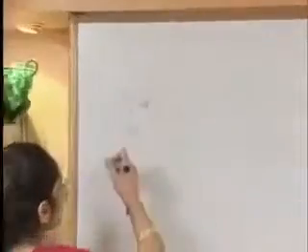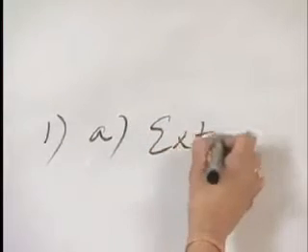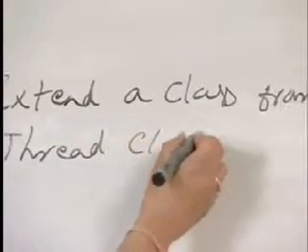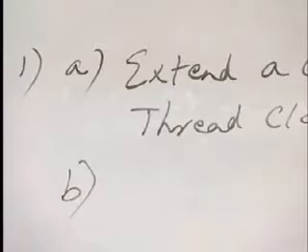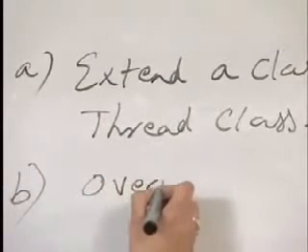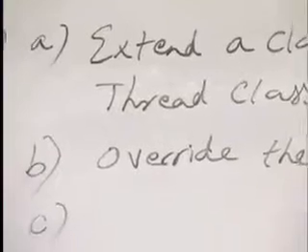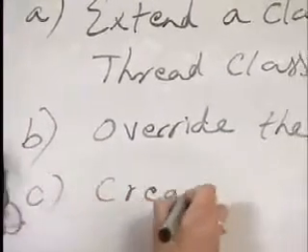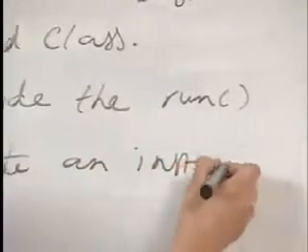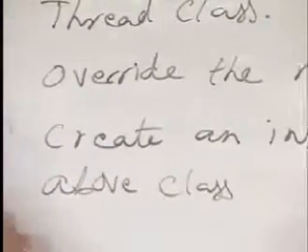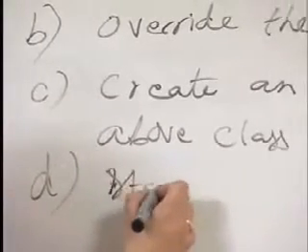Method 1, extending the Thread class. First step is extend a class from the Thread class, override the run method, then create an instance of the above class and start the thread.